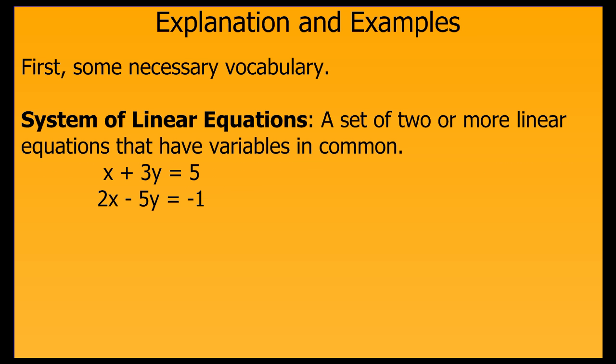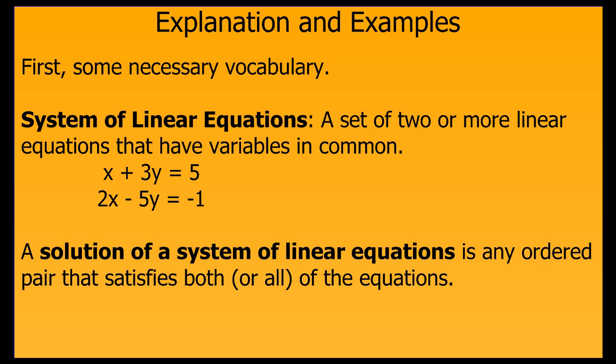First, some necessary vocabulary. A system of linear equations is a set of two or more linear equations that have variables in common. For example, this is a system of linear equations. The solution to a system of linear equations is any ordered pair that satisfies both, or all if there are more than two, of the equations.